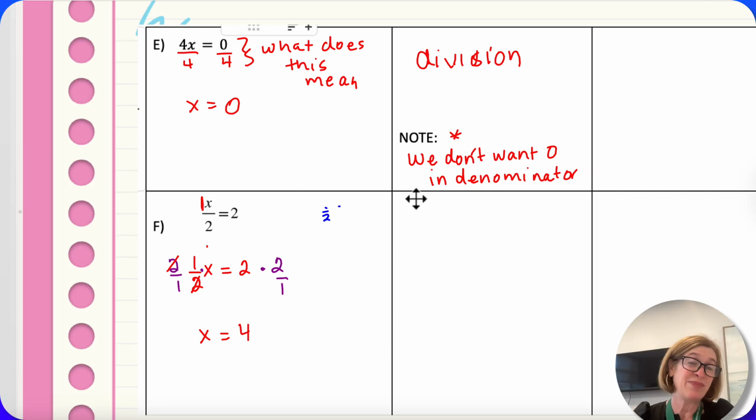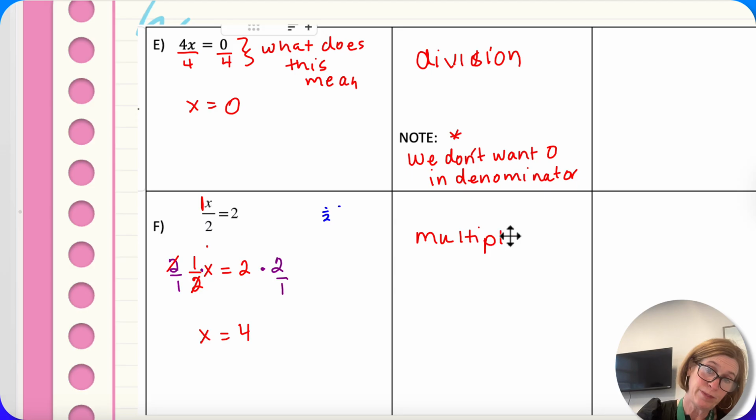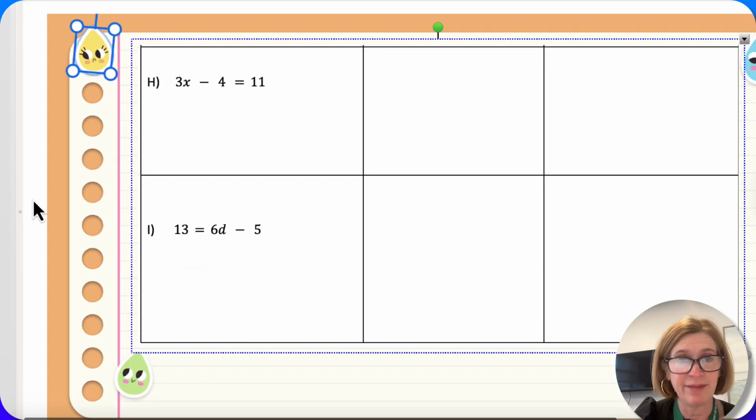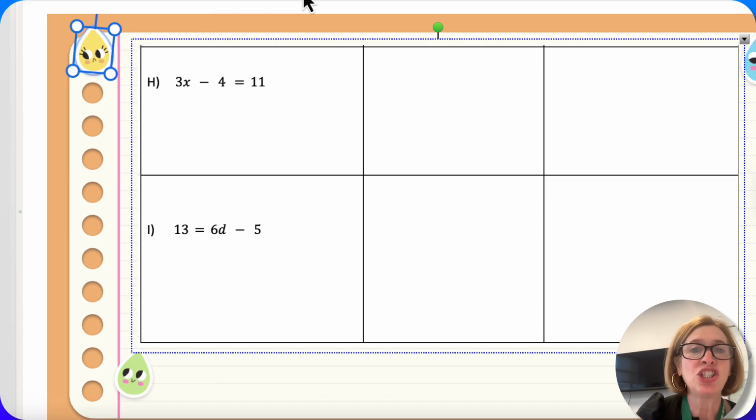So what was the operation you used here? You multiplied. Oops, I spelled that wrong. Multiplied by the reciprocal. Okay, let's put a multi-step together. We're going to stop on these two, okay?